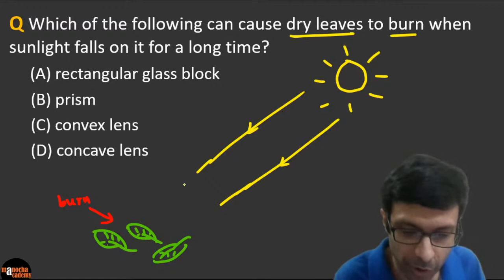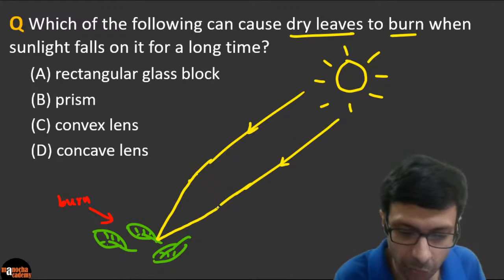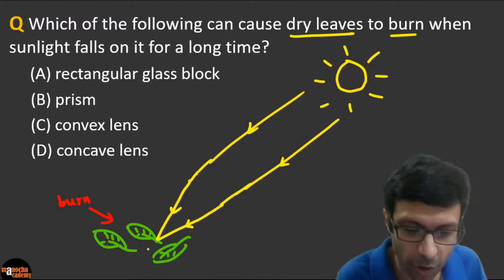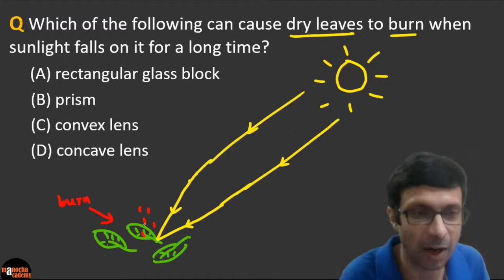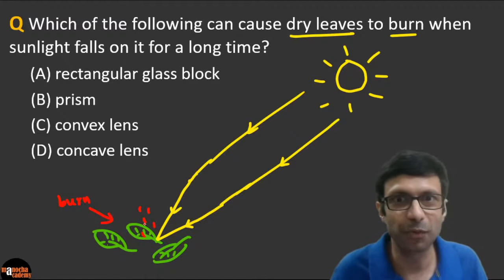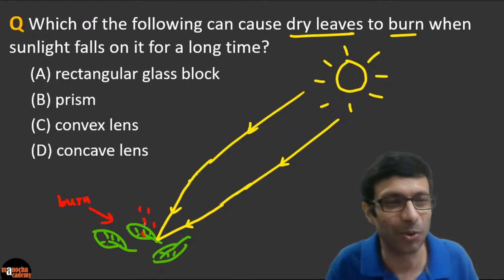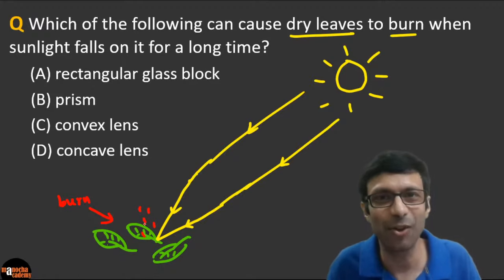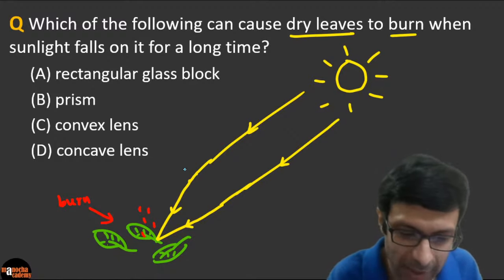So what are you going to put here so that the sunlight will get focused on these leaves and cause them to burn? So the temperature is going to increase and these leaves will start burning, dry leaves, okay? So which kind of thing, right? So something that will converge the light rays. So that's my hint to you. Excellent, excellent. Now I see a lot of you are getting the correct answer. The correct answer is a convex lens.